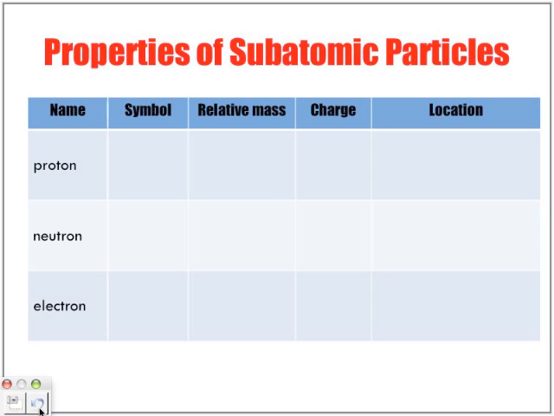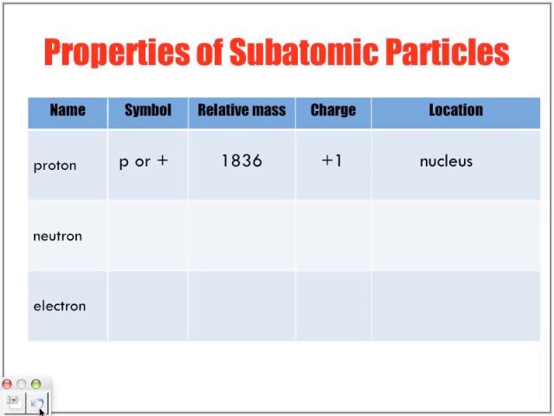So, properties of subatomic particles. The proton symbol that we use is a P or a plus sign, positive. Its relative mass, as we said, is 1,836, numbers that you do not need to memorize. The charge associated is +1. For each proton, each one carries a +1. So if we have 4 protons, we have 4 positives. The location of the proton is the nucleus.